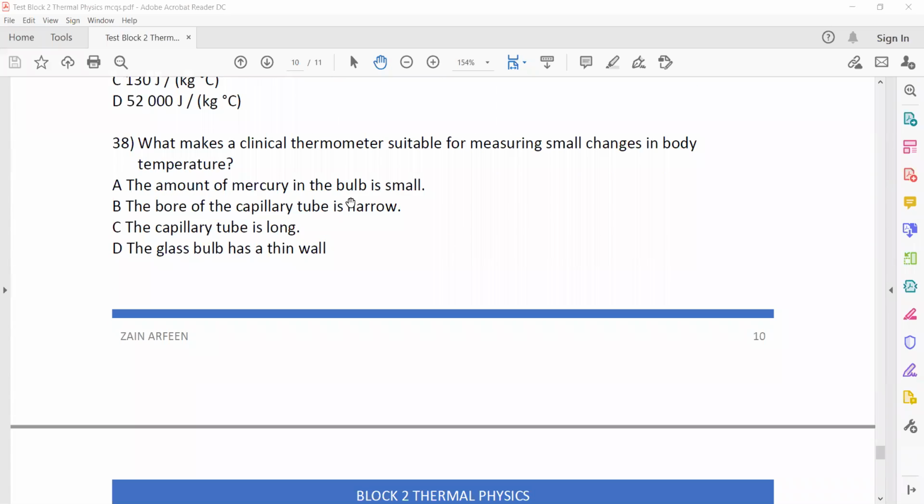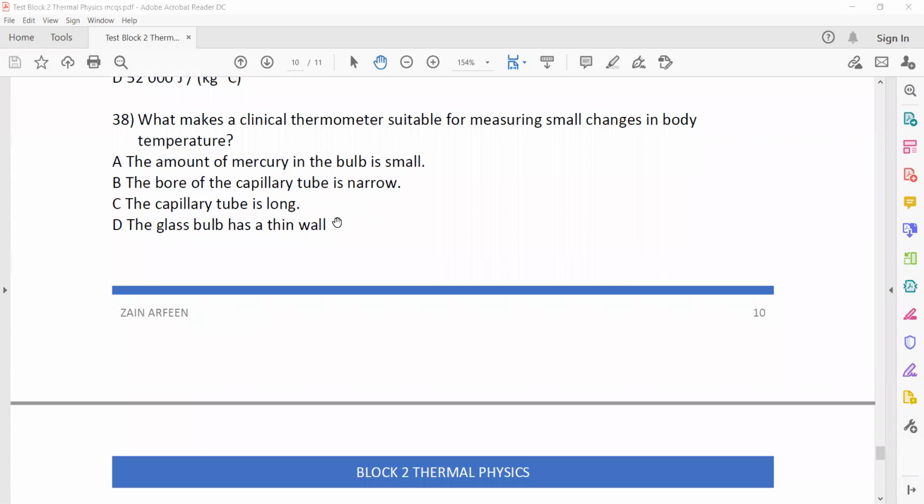What makes a clinical thermometer suitable for small changes? Whenever we want to measure a small change in temperature, we want the thermometer to be sensitive. So how can we make a thermometer sensitive? By changing the size of the capillary, using a narrow bore, or using a larger amount. The amount of mercury in the bulb should not be small, it should be larger if we want to make it sensitive. So that's why B is a correct statement.